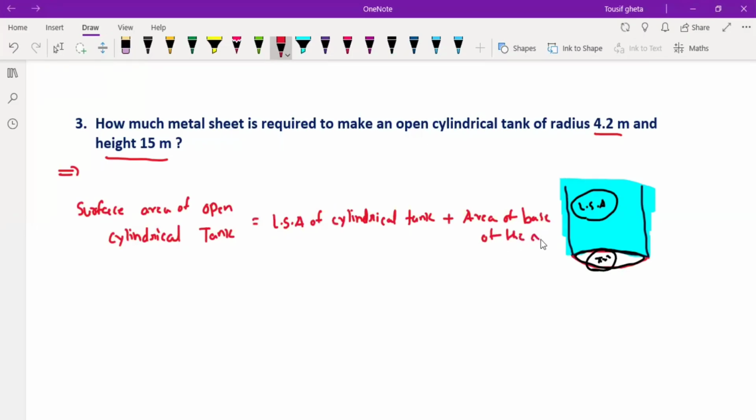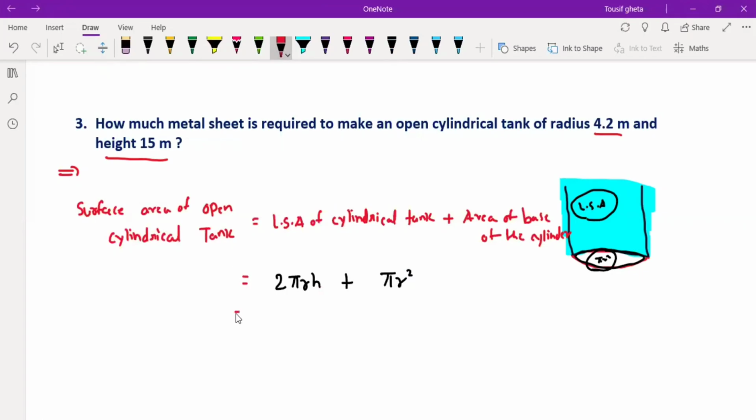We should not use the word circle. We know it is in the shape of a circle, so we apply the circle formula, but it is a part of the cylinder, so we write it in the form of a cylinder itself. Lateral surface area of cylinder is 2 pi r h, plus the area of the base of the cylinder, which is in the shape of a circle. So the area of circle formula is pi r square.